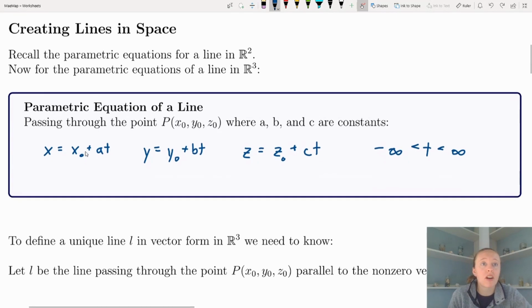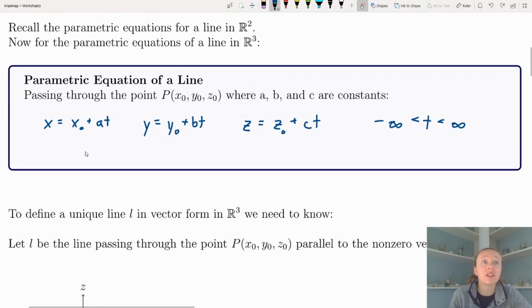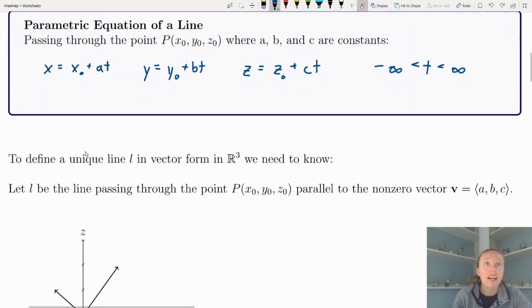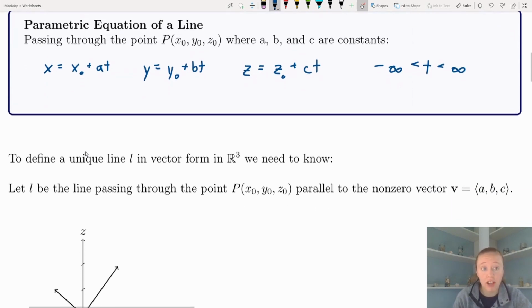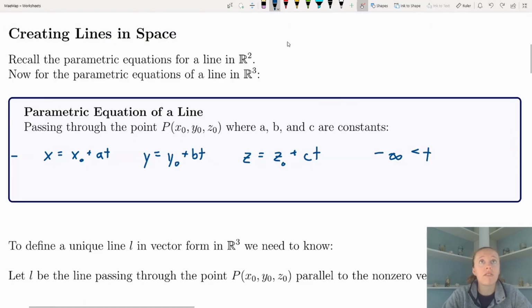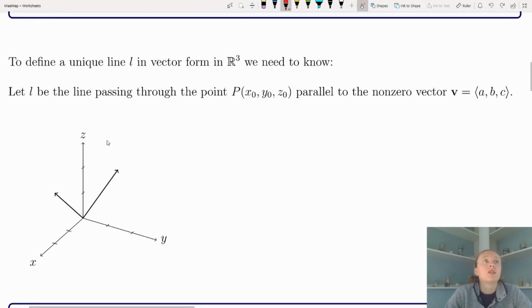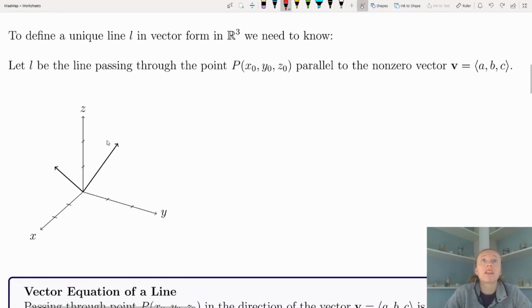Let's talk about it though if we wanted to define a unique line L in vector form in R3. So we know how to do it in parametric form. Now we just have to figure out how to do it in vector form. So it says let L be the line passing through the point P of x naught, y naught, z naught, parallel to some non-zero vector v that goes in the direction a, b, c.